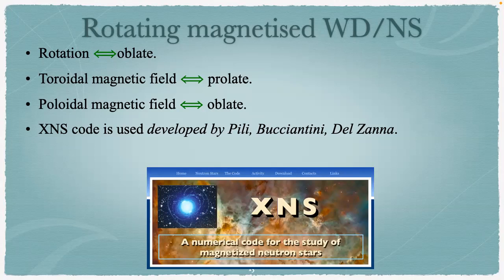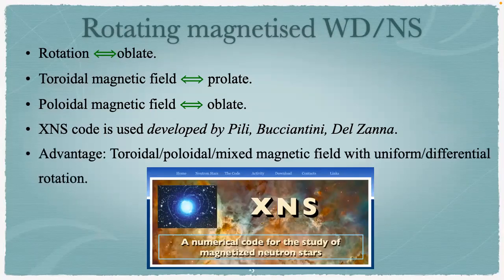I use this code; this Italian group has developed this code where you can suitably put in different kinds of magnetic fields with rotation, and after running the code, you obtain the structure of the object.